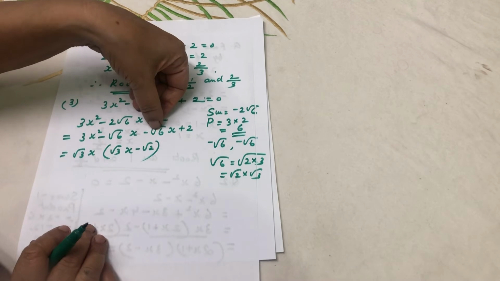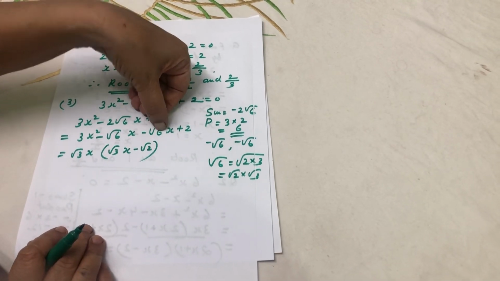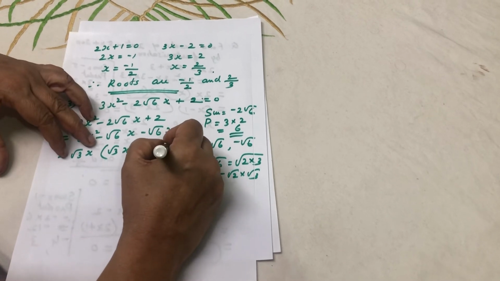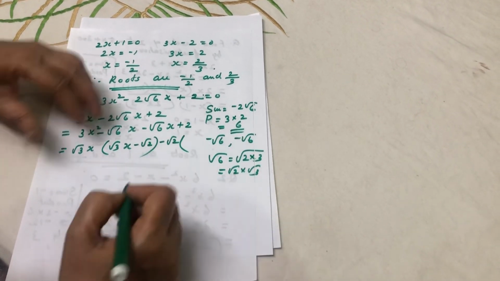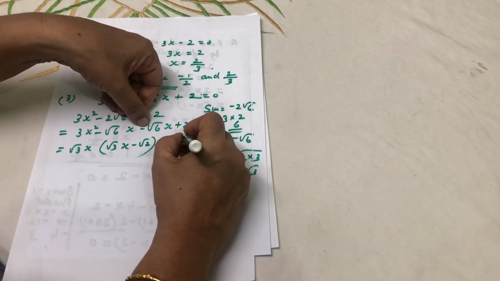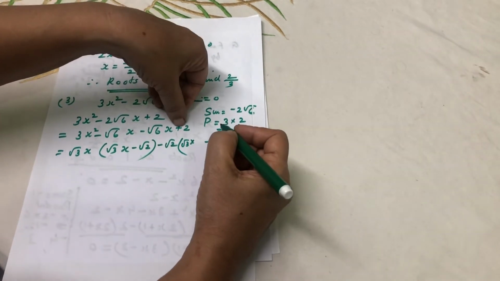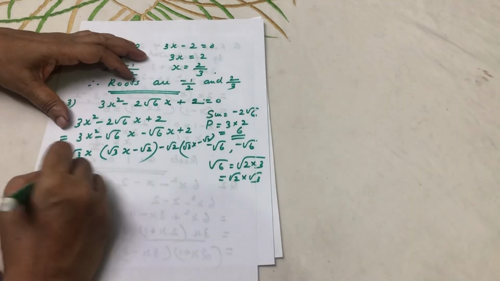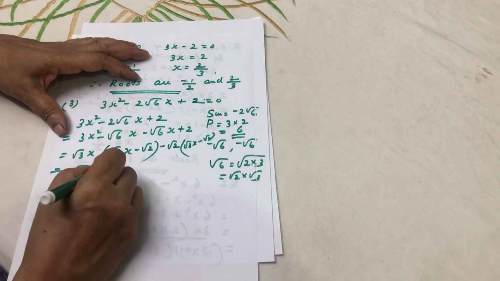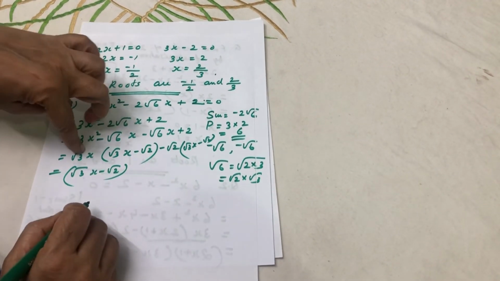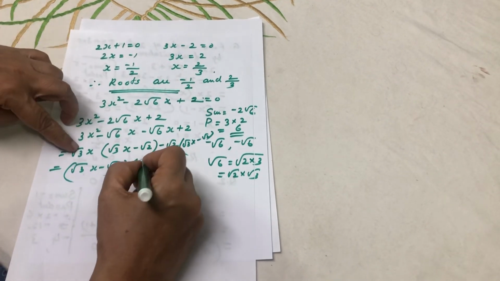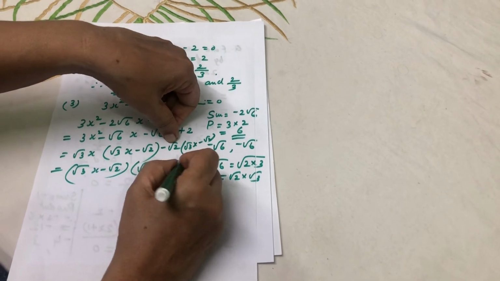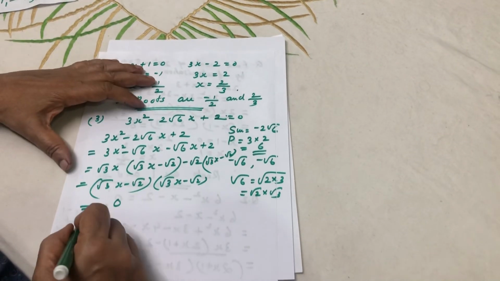Now here, this is root 2 into root 3, and this is root 2 into root 2. So I am taking minus root 2 out. When I take minus root 2 out, it becomes root 3 x here, and plus minus root 2 here. So again, root 3 x minus root 2 is common. Here again this is also root 3 x, here minus root 2, equal to 0.